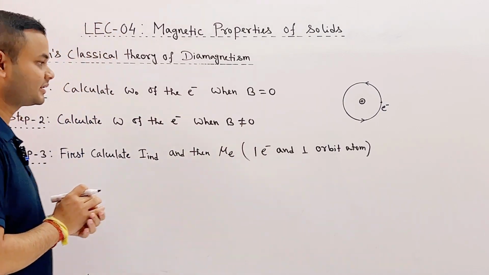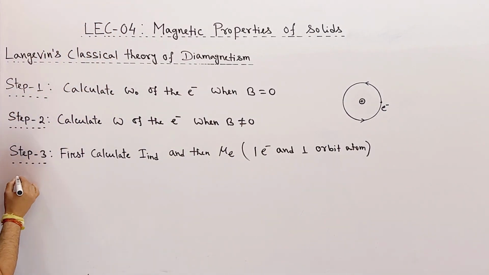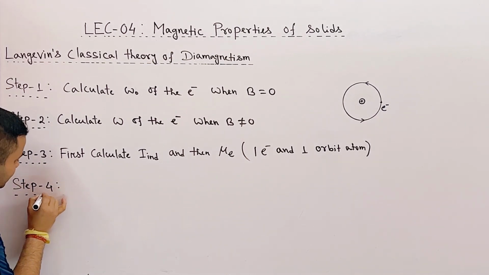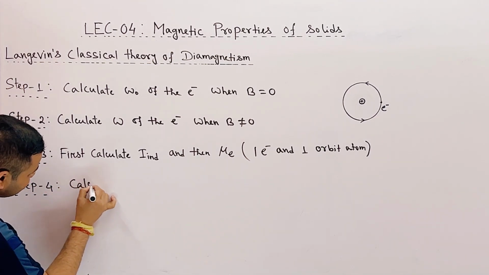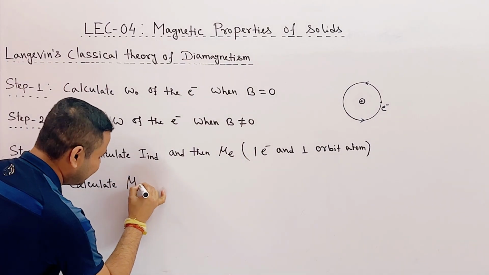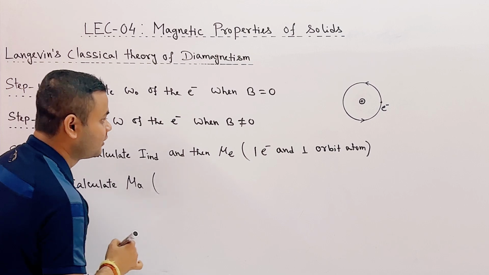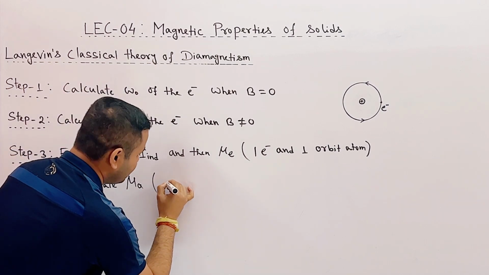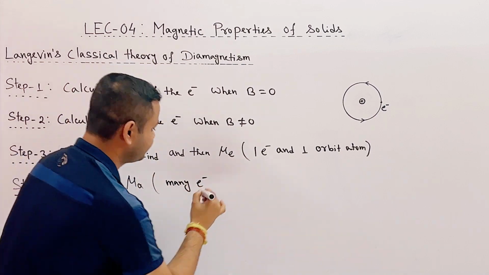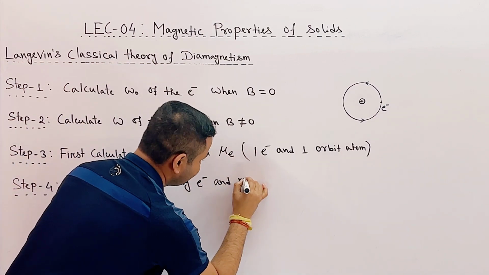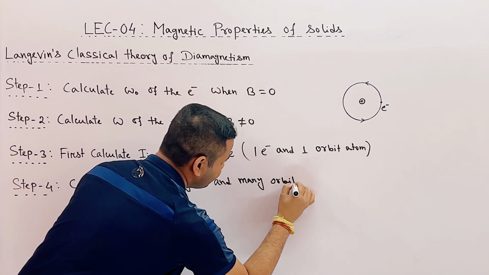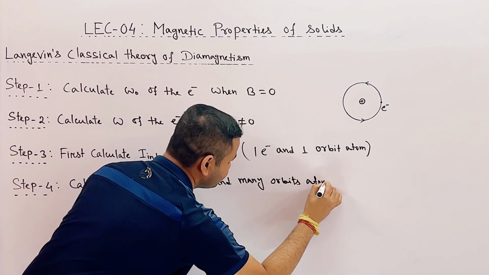Okay? Next, we will extend this concept to an atom having large number of electrons and large number of atomic orbits. Okay? So, in step number 4, we will calculate the magnetic dipole moment of many electron and many atomic orbits atoms. Okay?